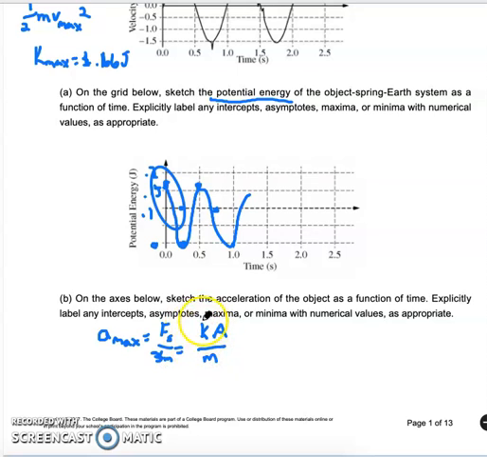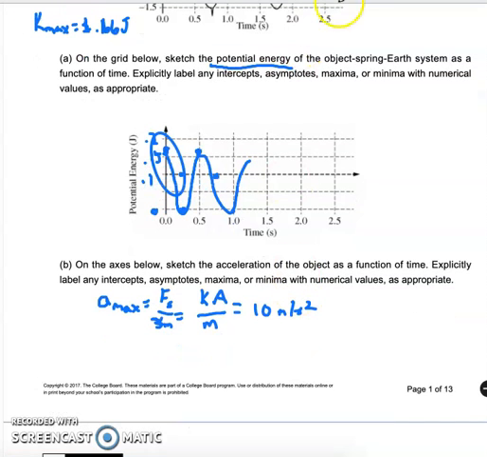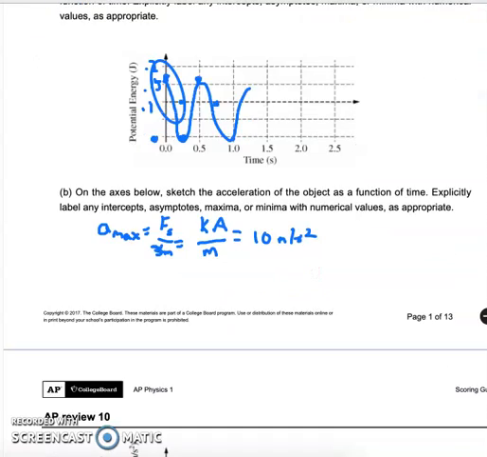So I talked about finding K earlier. You didn't have to if you didn't take the 1/2 kx squared approach. But if you did, you have it. If you didn't, I showed you how to do it prior. Amplitude we talked about before, and then we would divide it by the mass. So that would give us our A max value. I think if we work it out, it's around 10 meters per second squared. Okay, now it's just an issue of how do we plot it in terms of time zero, etc.